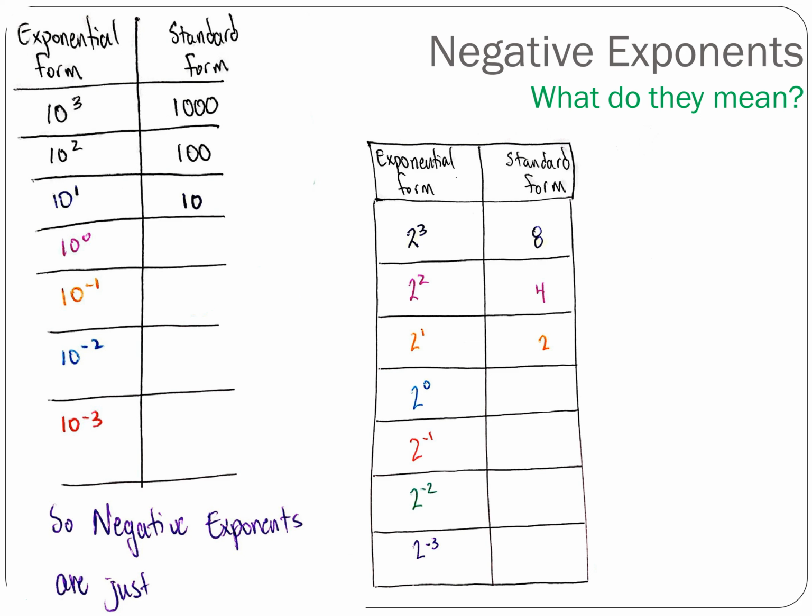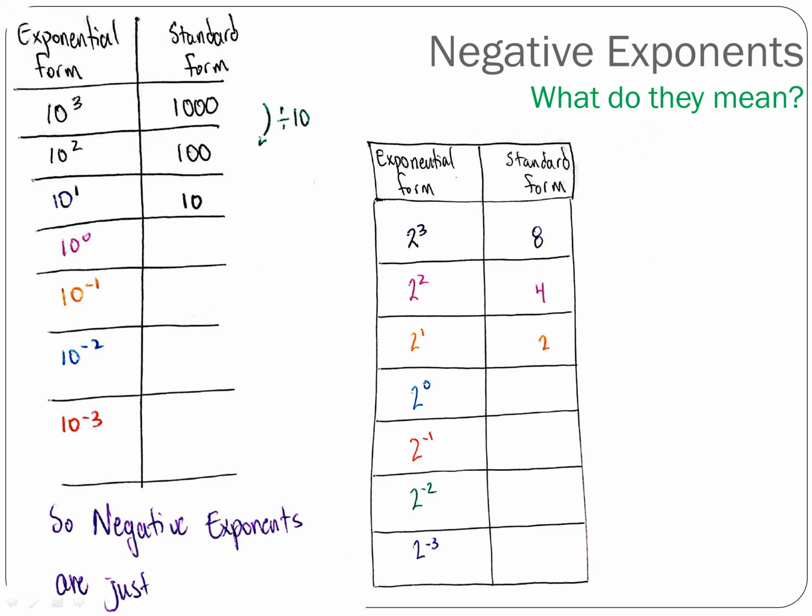Yes, we're going to be delving deeper to find out what negative exponents mean. So, to do this, let's take a look at a pattern. We know that 10 to the third is 1 followed by 3 zeros. We know that 10 squared is 1 followed by 2 zeros, and 10 to the first power is 10, 1 followed by 1 zero. See, exponent 1, 1 zero; exponent 2, 2 zeros; exponent 3, 3 zeros.